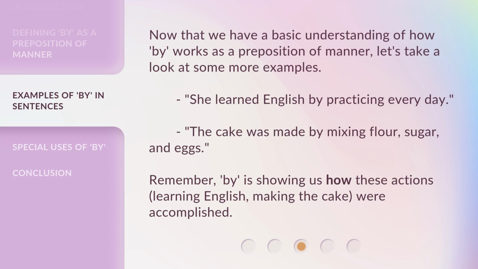Now that we have a basic understanding of how by works as a preposition of manner, let's take a look at some more examples. She learned English by practicing every day. The cake was made by mixing flour, sugar, and eggs. Remember, by is showing us how these actions, learning English, making the cake, were accomplished.